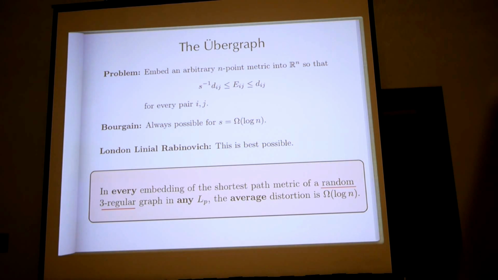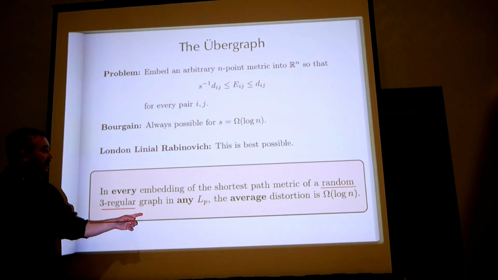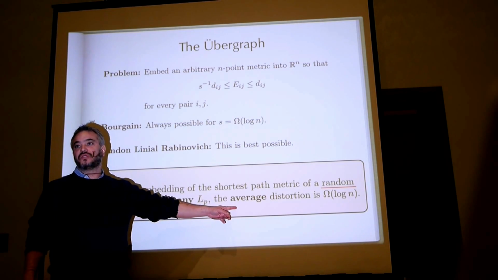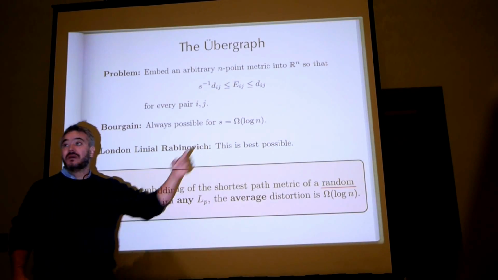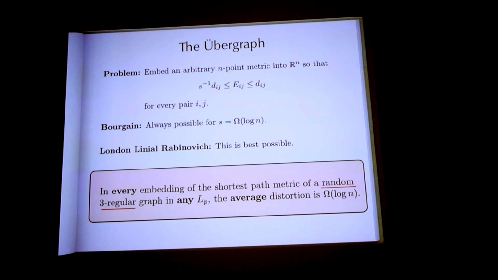If you take the shortest path metric of a random 3-regular graph, and you try to embed it in any Lp norm, not just the worst case but the average distortion is large. So this is saying if you take a random 3-regular graph, and the distance between every 2 points is the number of hops you have to travel to go from A to B, there's no way you can come up with a point cloud that lives in low dimension such that the distances between 2 points have a good correlation with the original metric. It's sort of incompressible. You cannot put it in low dimension.